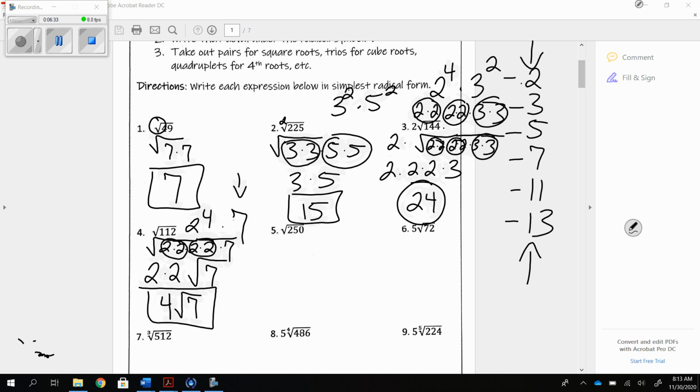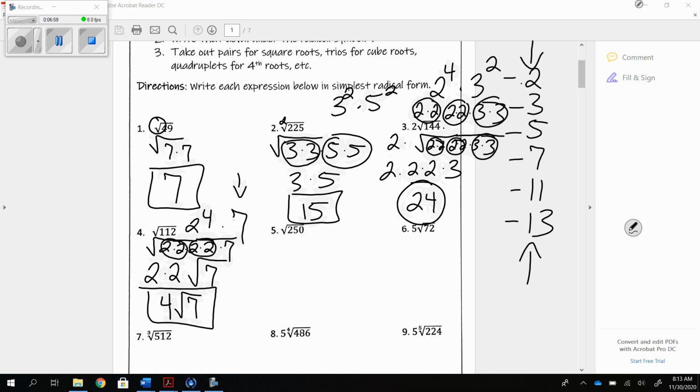So if you ever get a number that does not have a pair, the square root symbol stays the same, and it stays under it. Think about it as it needs a friend to get out of the square root. However you want to think of it, okay? But just know you need to find pairs when it's square root, trios when it's cube root, and quadruplets for fourth roots, so on and so forth, for it to move outside the square root.